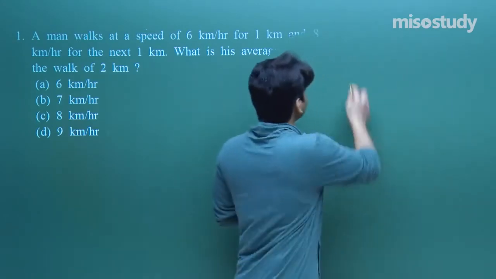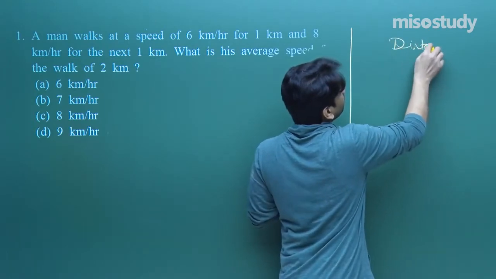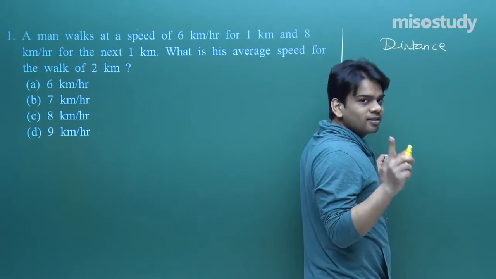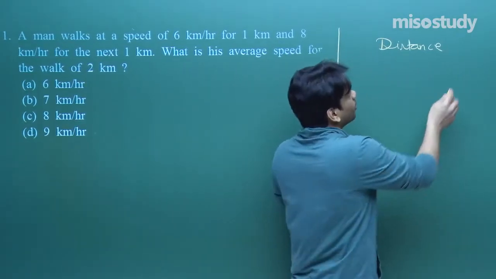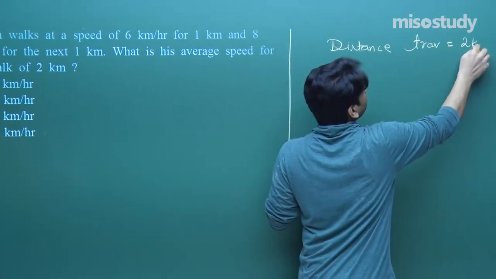First of all, in total he would have traveled 2 km, because 1 km he has traveled with 6 km per hour. The next 1 km he has traveled with 8 km per hour. So the total distance traveled will come out to be 2 km.